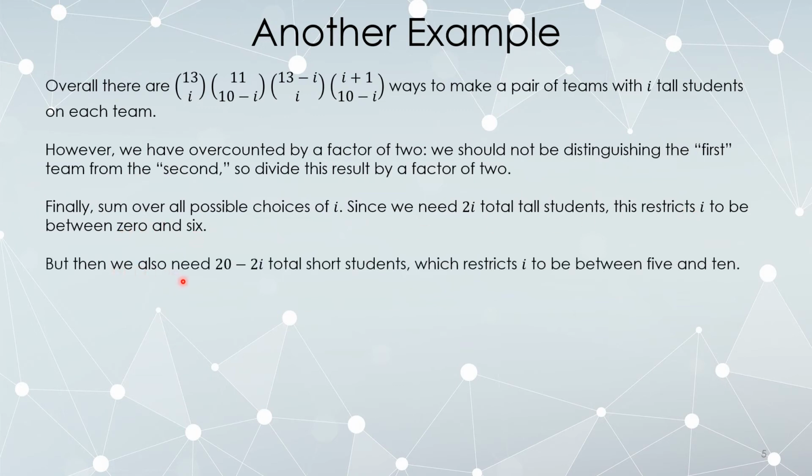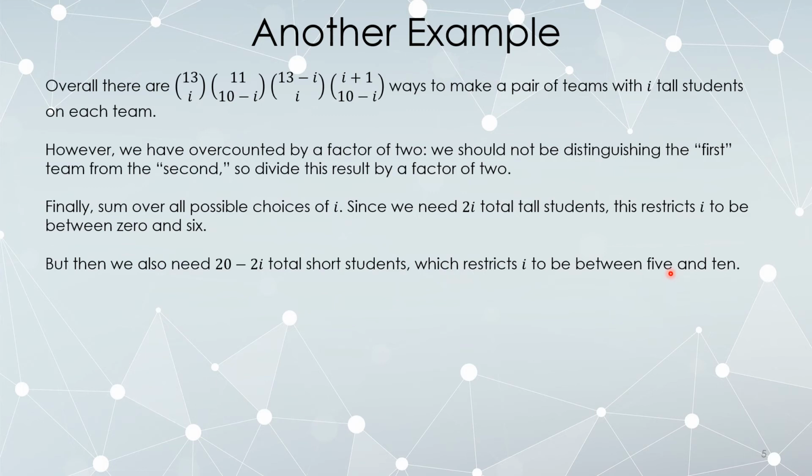But in fact, once I used I tall students, I needed 10 minus I short students per team. So that's 20 minus 2I short students altogether. But since there were only 11 short students in the class, 20 minus 2I cannot be larger than 11. So I can't be smaller than 5. If I was 4, I would get 20 minus 8, and that would be 12. I would need 12 short students if I only put 4 tall students into each team. I don't have 12 short students, so I have to put at least 5 tall students on each team. So I can't put more than 6 tall students on each team, and I have to put at least 5 tall students on each team.